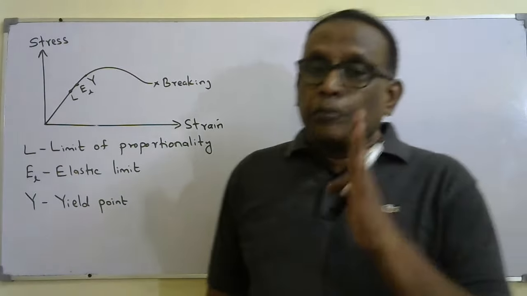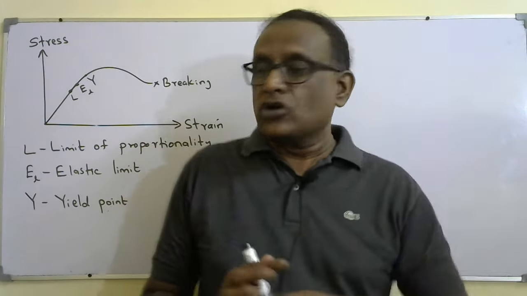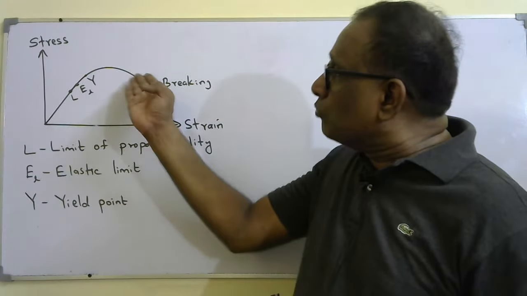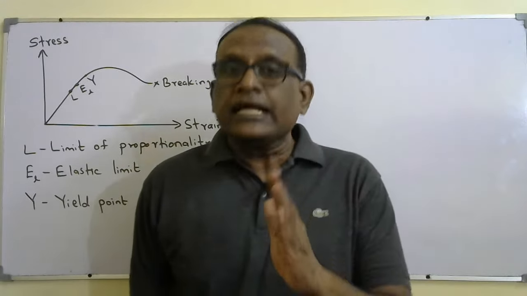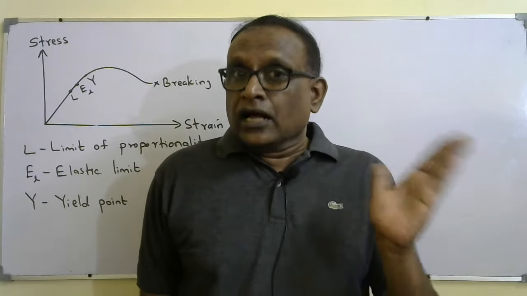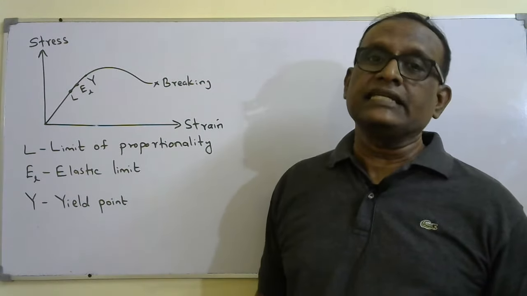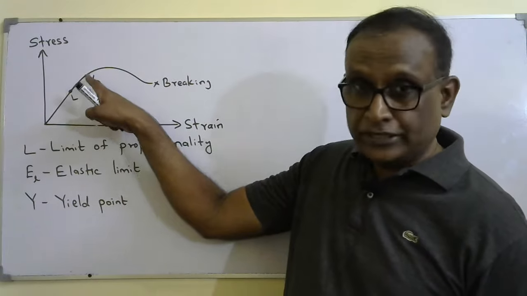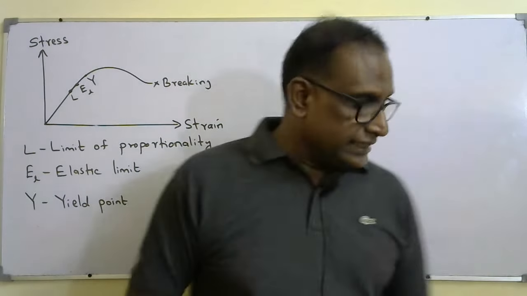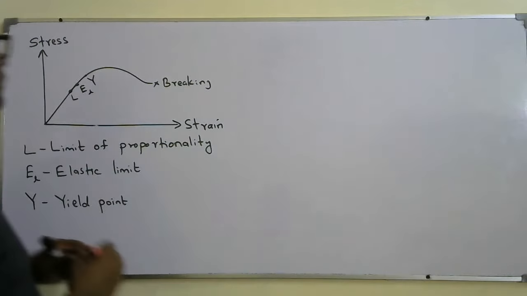Now there's a new thing called Y, the yield point. Yield point means beyond that point, the graph will start to become more horizontal, or it starts to bend more parallel to the strain axis. Beyond that limit of stress, for a small change in stress, there will be a larger change in strain. That is the yield point. Okay, so we consider the graph.